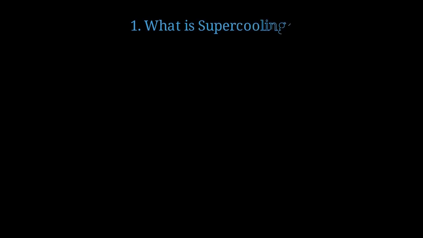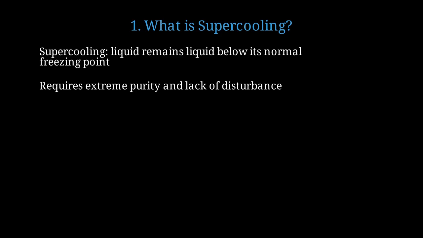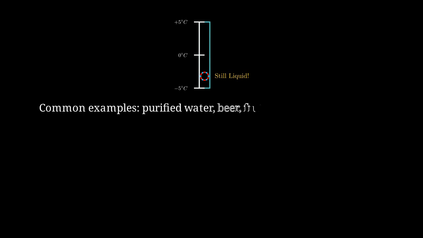Let's start by understanding what supercooling actually means. Supercooling occurs when a liquid remains in the liquid state below its normal freezing point without solidifying. This only happens when the liquid is extremely pure and completely undisturbed, with no vibrations or impurities. Here's a thermometer showing water at -3 degrees Celsius, well below freezing, yet the water molecules remain in liquid form, moving freely. Common examples include purified water in clean bottles, beer in sealed containers, and even pure fruit juices.